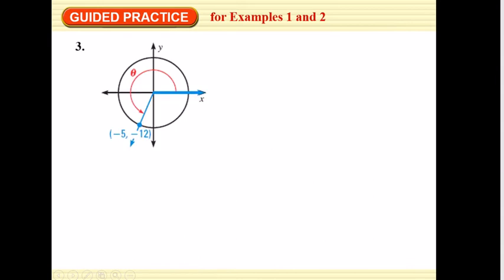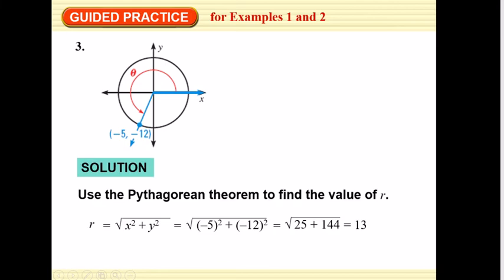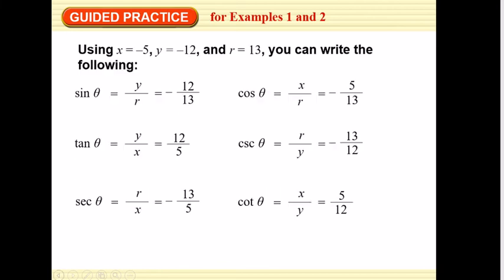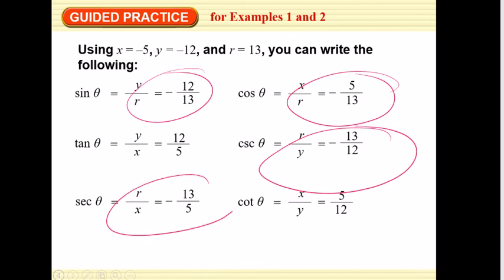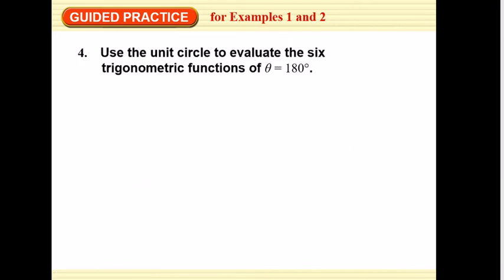Alright, and guided practice number 3. And again, my radius comes out evenly, so this is a nice example of another Pythagorean triple. And it is going to fall in the third quadrant. So some different values are going to be negative instead. Alright, and last guided practice here. Use the unit circle to evaluate the 6 trig functions of theta.